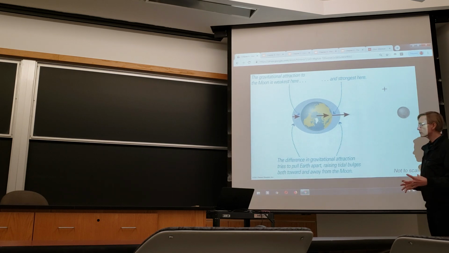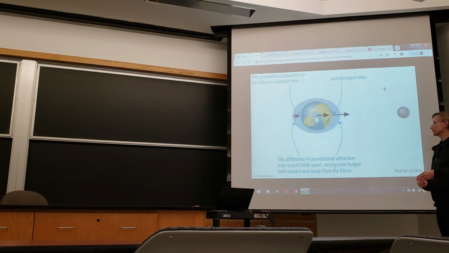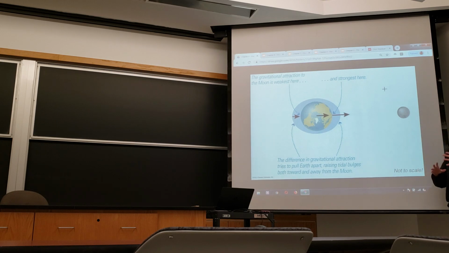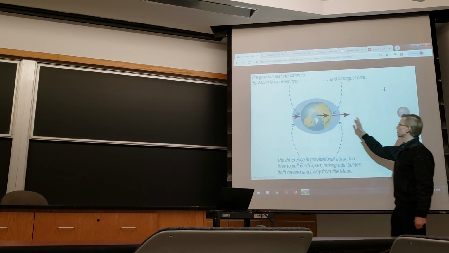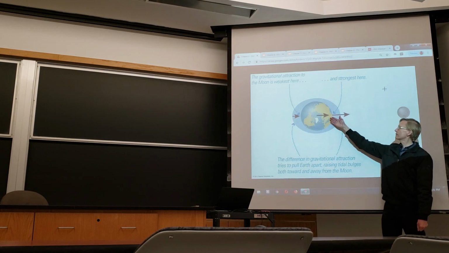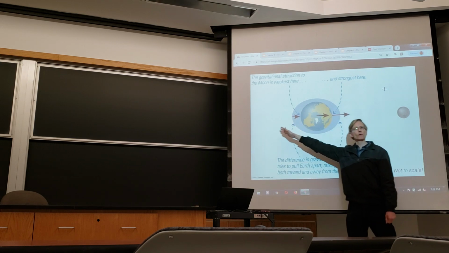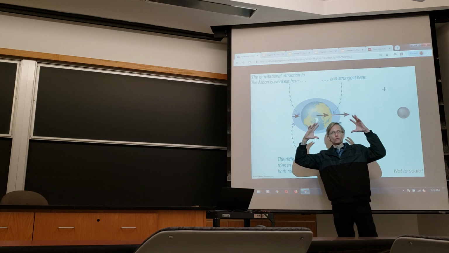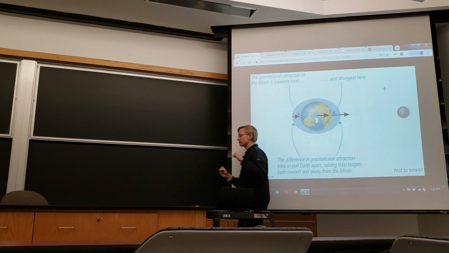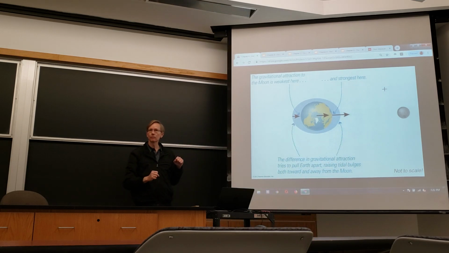It's counterintuitive. It's hard for even physicists to fully grasp this. It's subtle. So I'm not going to worry about having you explain in detail exactly how this arises. But what I want you to know is what it ends up doing is raising a tidal bulge both on the side facing the moon and on the side away from the moon. There's an outwards bulge both on the side facing the moon and the side facing away from the moon.